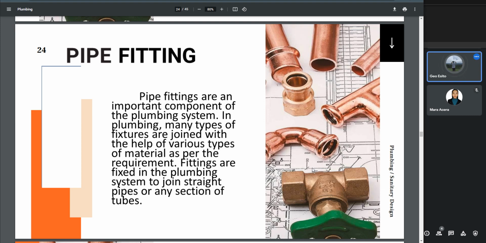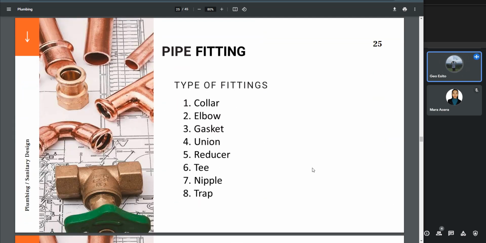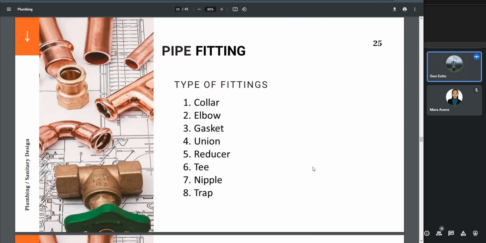In plumbing, many types of fixtures are joined with the help of various types of material as per the requirement. Fittings are fixed in the plumbing system to join straight pipes or any section of tubes. The types of fittings are the collar, elbow, gasket, union, reducer, T, nipple, and trap.